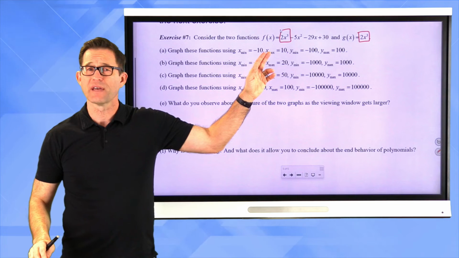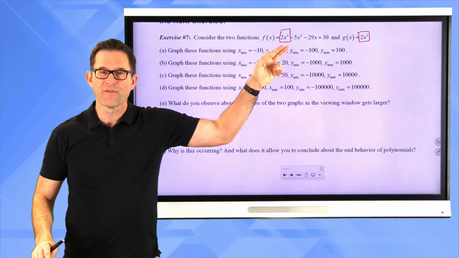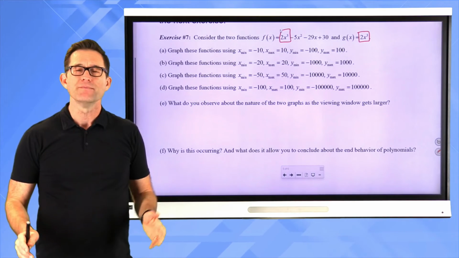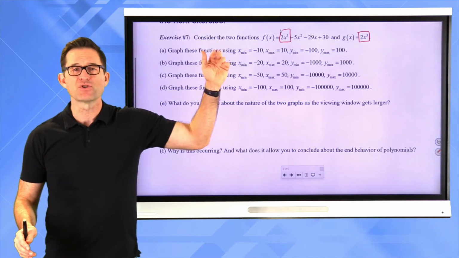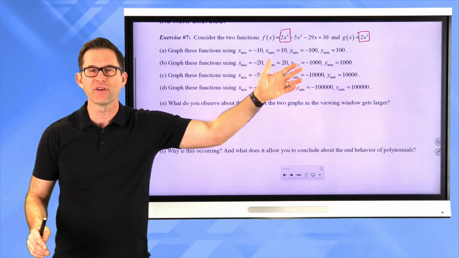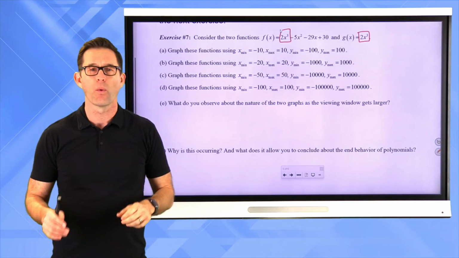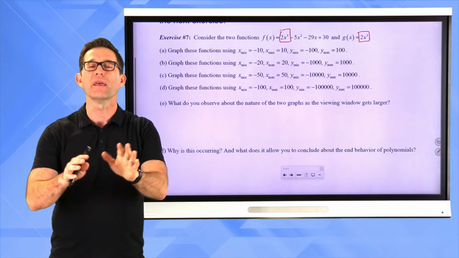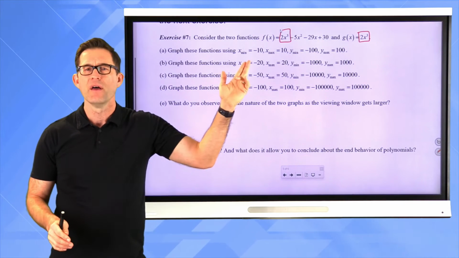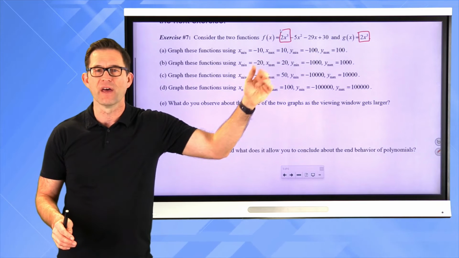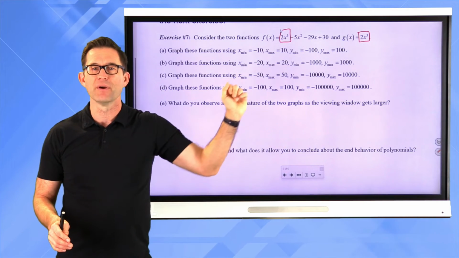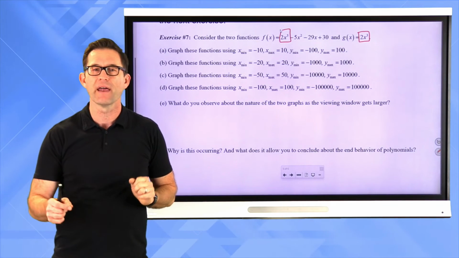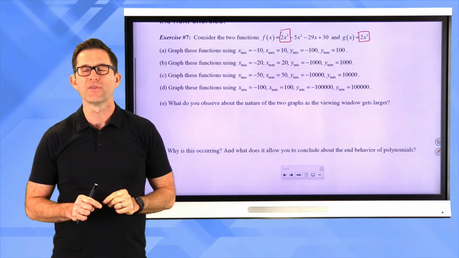Because this one, as well as having the 2x cubed, has minus 5x squared minus 29x plus 30. Now, this particular problem is just a bunch of graph it using this window, then graph it using this window, then graph it using this window. And what we're going to do is take a look at the two functions when the inputs are relatively small, x is negative 10 to x is positive 10. Then we're going to allow the inputs to get bigger and even bigger still. And we're just going to keep doing that and comparing the two graphs.